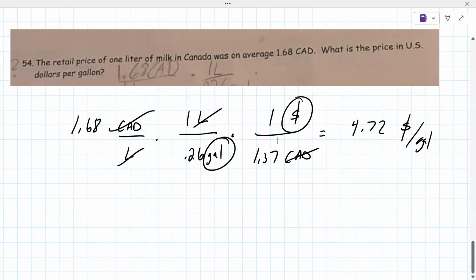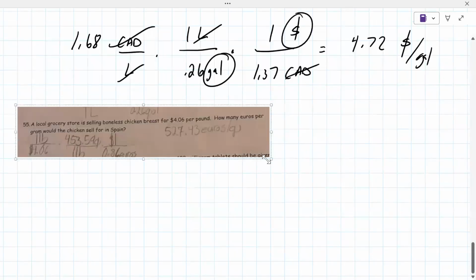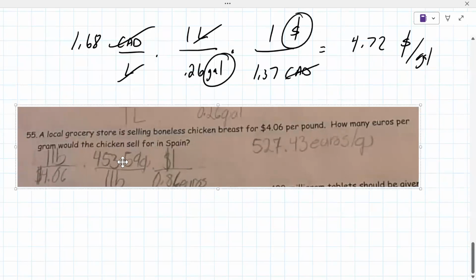Agreed. Let's see here. Next one. We're still working through this. All right. Grocery store selling boneless chicken breast for $4.06 per pound.